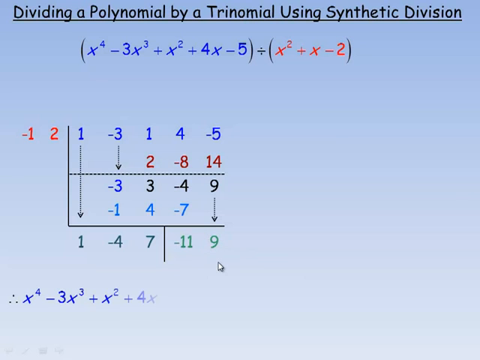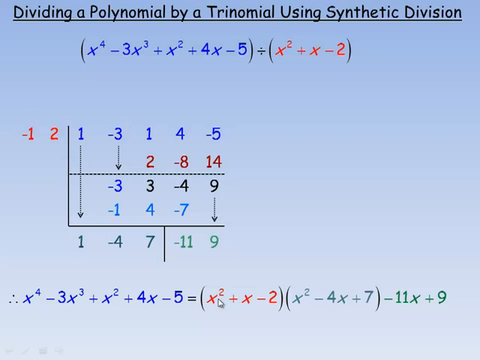So we divided this polynomial by x squared plus x minus 2, and so the answer is, and the 1, -4, 7 means x squared minus 4x plus 7, and the remainder is -11x plus 9. If you remember the way synthetic division goes, constant in the end, first power of x, second power of x, etc. So constant in the end, first power of x, that's why this is -4x to the first. This would be x squared, and another one would be x cubed.